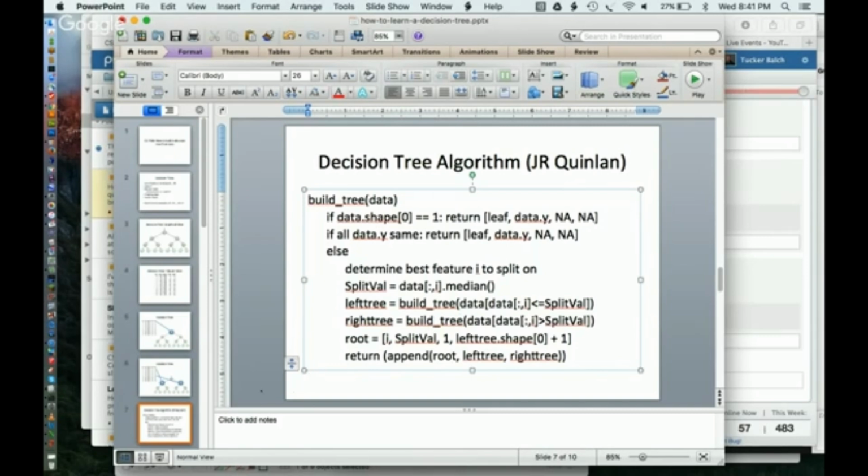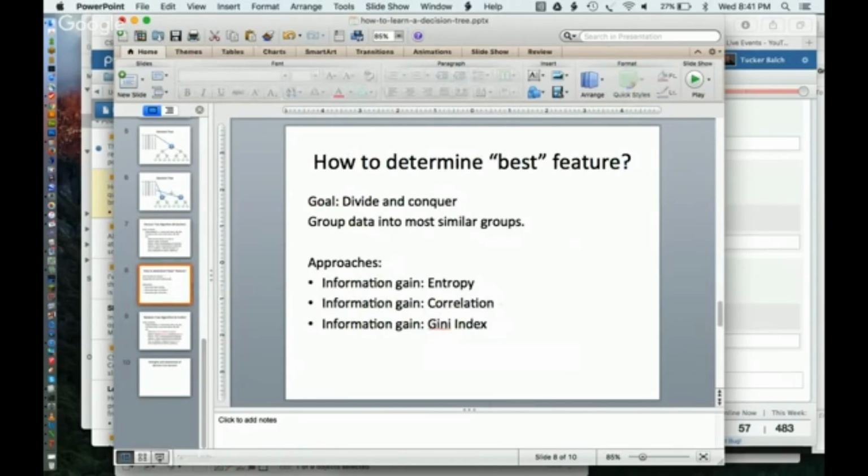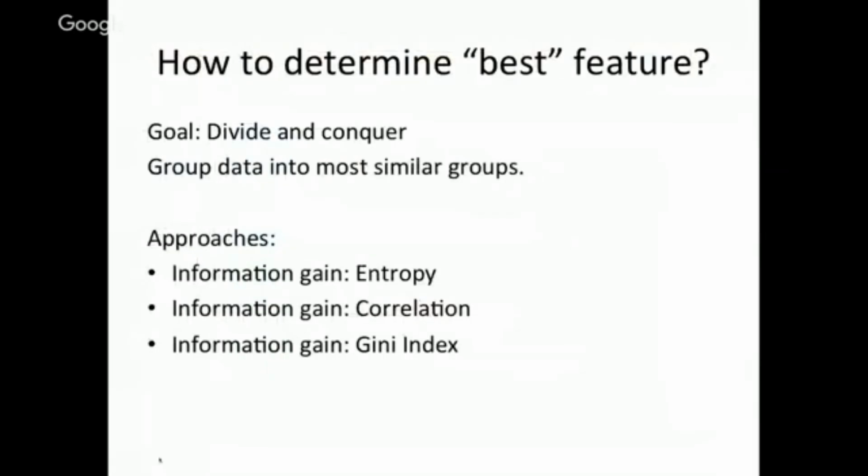Okay, so that is how to build a tree using Quinlan's approach. Now let's talk a little bit about how you determine the best feature. In general, what we want to do is start with the feature that segregates the data the best. So imagine for a moment that we're doing classification. In other words, we're trying to decide, is it a buy or a sell for a particular stock.